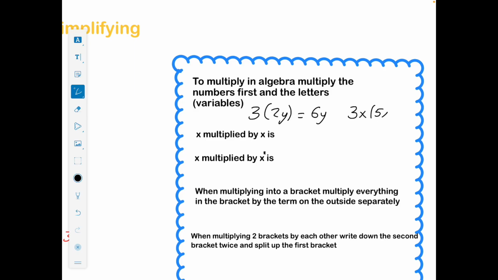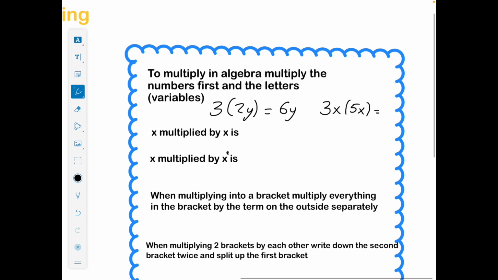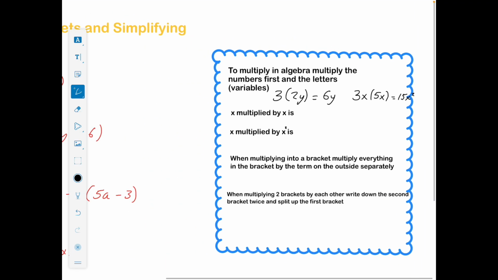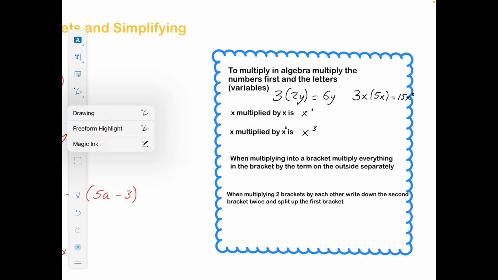If I have 3x multiplied by 5x, multiply the numbers, that'll be 15, and then x by x is x squared. Okay, key rule down here: x multiplied by x is x squared, x multiplied by x squared is x cubed. Okay, so they are super important. You need to learn those off by heart. So x by x is x squared, x by x squared is x cubed. Okay, same for y by y is y squared, or a by a is a squared. A by a squared is a cubed.